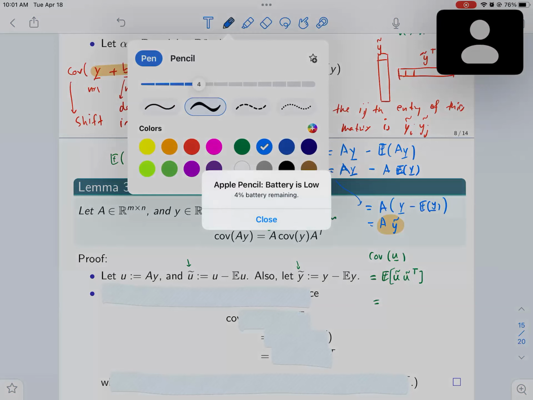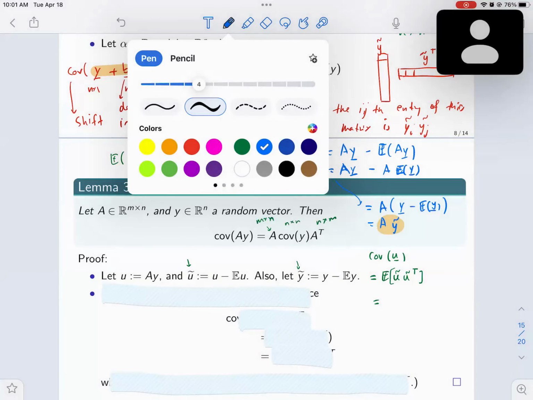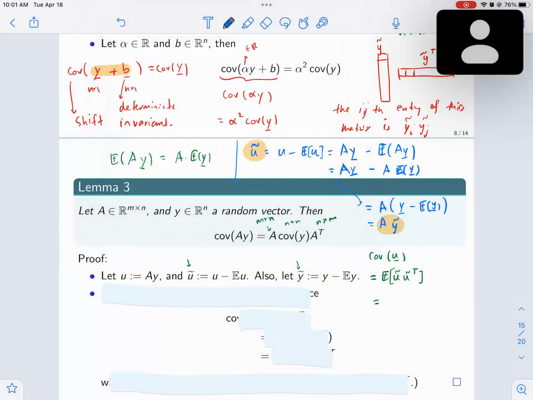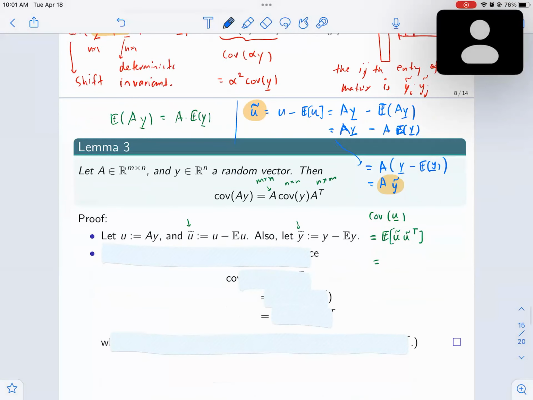Questions, comments? So now what is the next step? I have this property that I can express u tilde in terms of y tilde. So how should we proceed? We have the expectation of u tilde u tilde transpose. I'm going to proceed myself: A y tilde, times A y tilde transpose. I'm just going to plug in u tilde there.